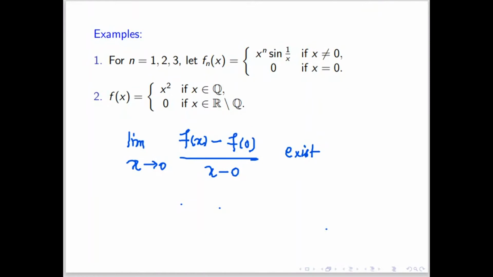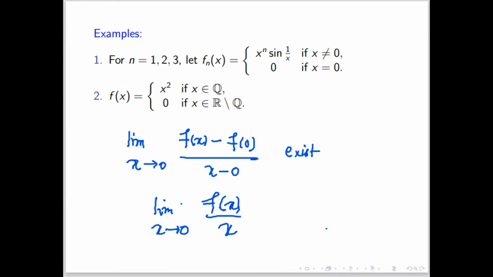What is the value of f of 0? 0 is a rational number, so the value of f of 0 will be 0 square, that means 0. So it will give f of x by x. Does this limit exist or not? How to solve it? Some say it exists, others say it doesn't exist. So how many of you think this limit doesn't exist?